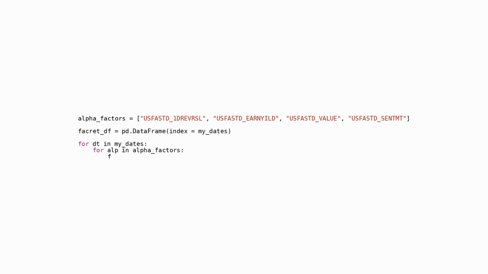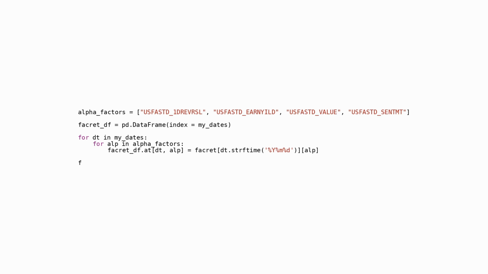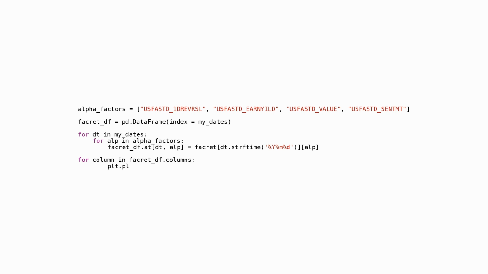The code then iterates through each date in my_dates and each factor name in alpha_factors. For each combination of date and factor, it locates the corresponding return value in some external data structure, presumably denoted by facret, indexed by a string representation of the date and the factor name. This return value is then assigned to the appropriate cell in the data frame, facret_df.